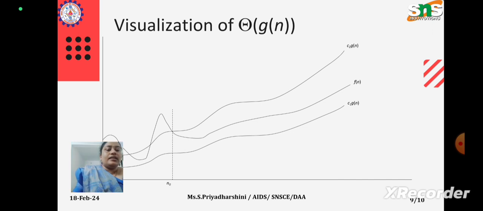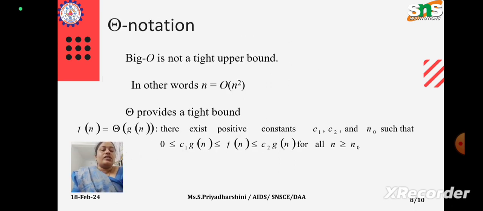Let's see the visualization of big theta of g of n. Remember, in asymptotic notation, big O notation represents the upper bound, the maximum number of executions to be done. Big omega represents the least number of executions to be done, and big theta notation represents a tight bound.